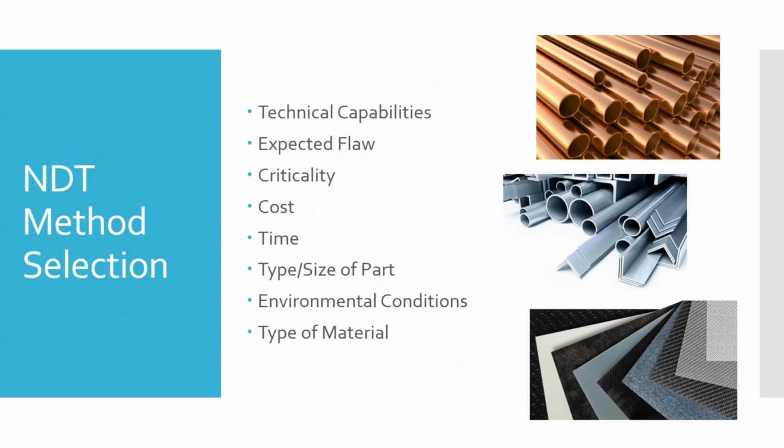Cost, I talked about that. Cost of equipment, cost of consumables, time, and training kind of goes into cost, right? It costs money to get trained. It costs your time to get trained. Type and size of part: some equipment requires X-ray. A small X-ray cabinet, you're talking $100,000. If you want to X-ray an entire airplane spar, you're going to have to get portable equipment, right? So do you have the right equipment to do it?